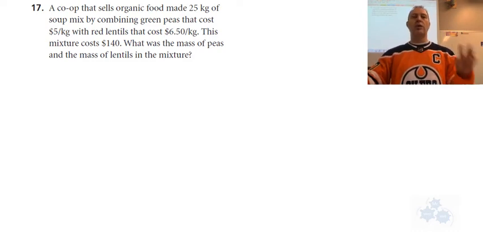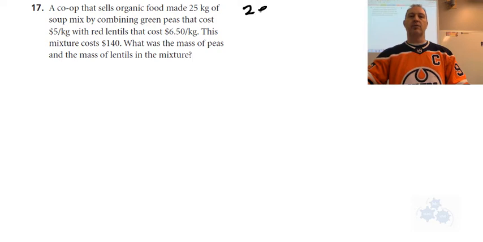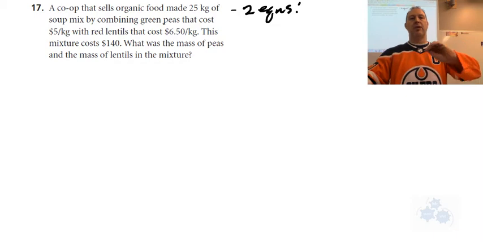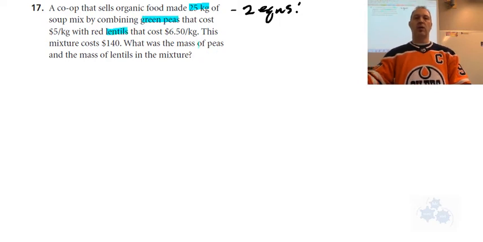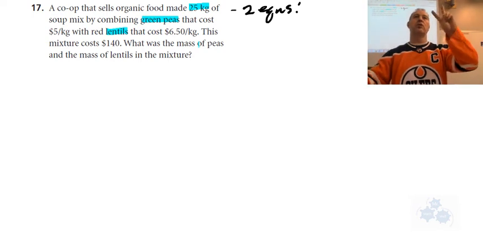Okay? So we know that we're going to need two equations, right? Two equations. We know we're going to need that. And if you look, there will be in this question indication of what those two equations should look like. So the first sentence usually indicates a lot of information about the first equation. It usually does. So in that first sentence it says a co-op sells organic food made 25 kilograms of soup mix. Okay? By combining what? Green peas and lentils. So 25 kilograms composed of two things.